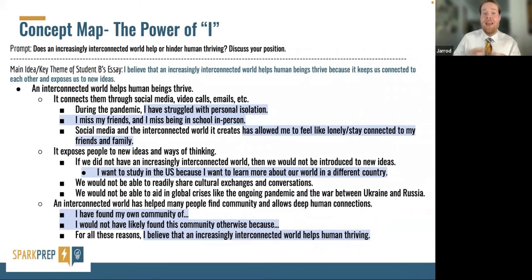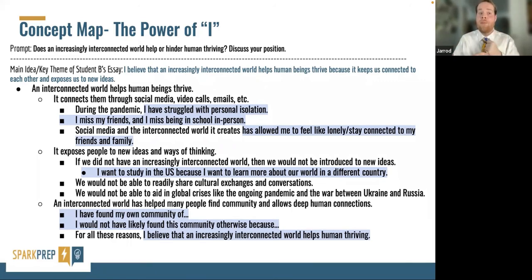Here we can see that the student has included in his outline or concept map statements such as, "I have struggled with personal isolation. I miss my friends. I miss being in school in person. The interconnected world has allowed me to feel less lonely and to be connected to the people in my life," etc. So this basically shows you that the student is inserting themselves into this essay.